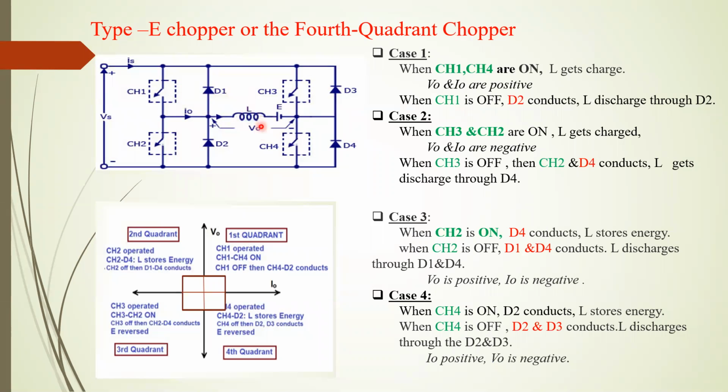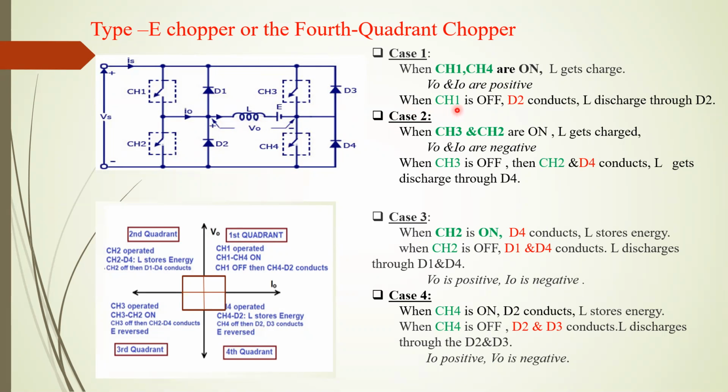During this time, the L gets charged. Now whatever the polarities are here, we consider it as positive. The I0 direction is the positive direction, and the polarities, positive and negative, these are the polarities of the load voltage we can consider.